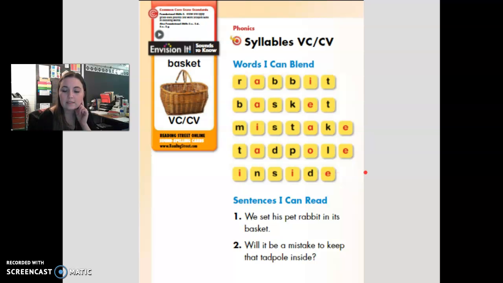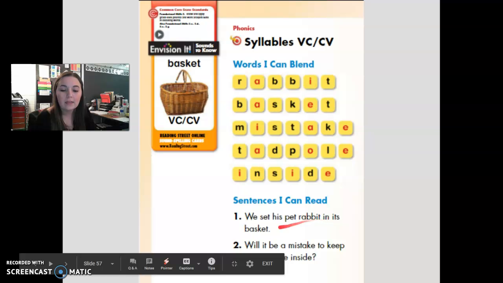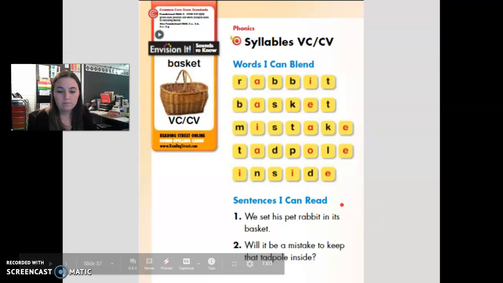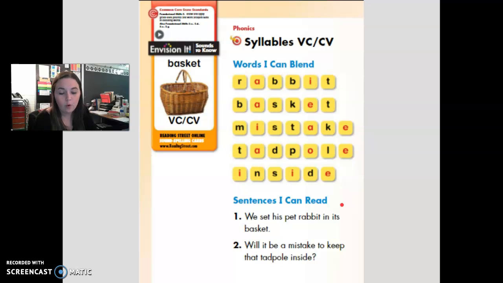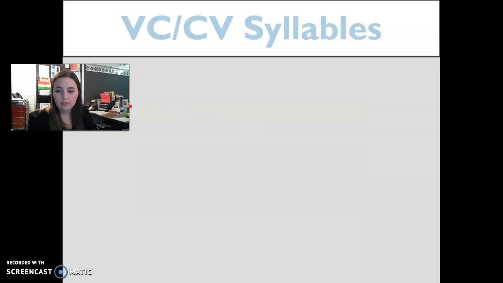Listen as I read this sentence. We set his pet rabbit in its basket. Will it be a mistake to keep that tadpole inside? So remember, these are not compound words. These are two-syllable words. Let's look at some more.